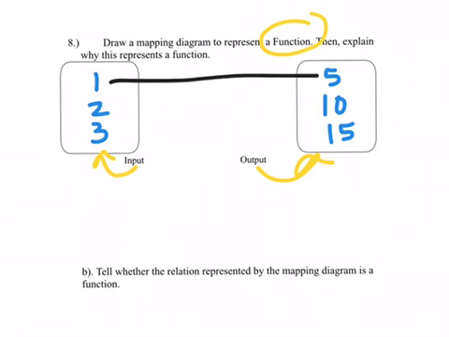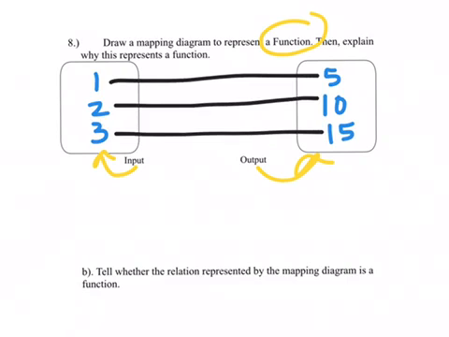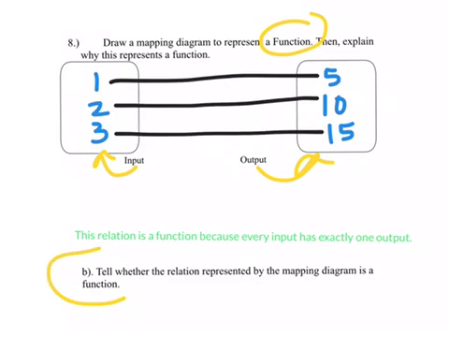And then you map it. You show that 1 pairs with 5, 2 pairs with 10, and 3 pairs with 15. There's other options that you could do to represent a function. Just make sure every input has exactly one output, and that's what we'll put in our explanation. Okay, so I put my explanation to this right above. I said this relation is a function because every input has exactly one output.